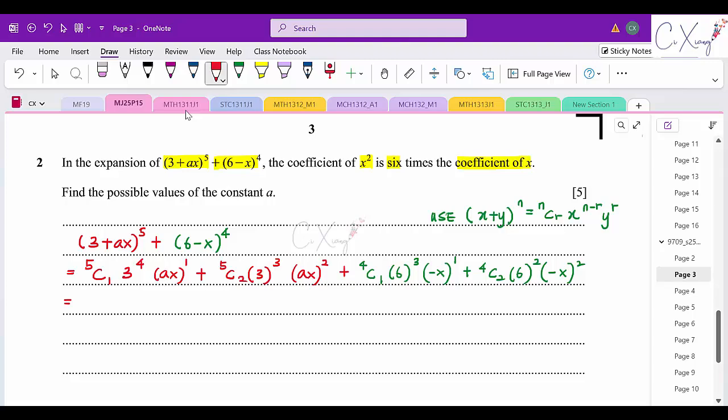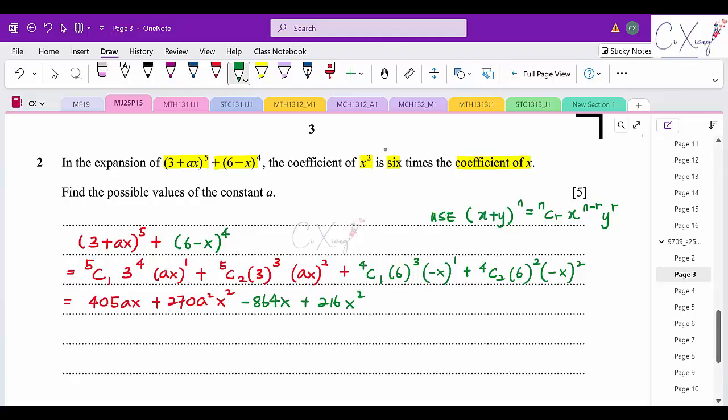Okay, so for 5c1, 3 power 4, ax power 1, right? If you simplify, you should be having 405ax. Okay, then for the second term here, 5c2, 3 power 3, a squared x squared. After you expand it, by right, you'll be having 270 a squared x squared. Next one, for the green color one, for the x power 1, by right, you'll be having negative 864x. Try to expand all the details here by yourself and see whether you're able to get this or not. Then for the last term here, after you expand everything, by right, you'll be having 216x squared.